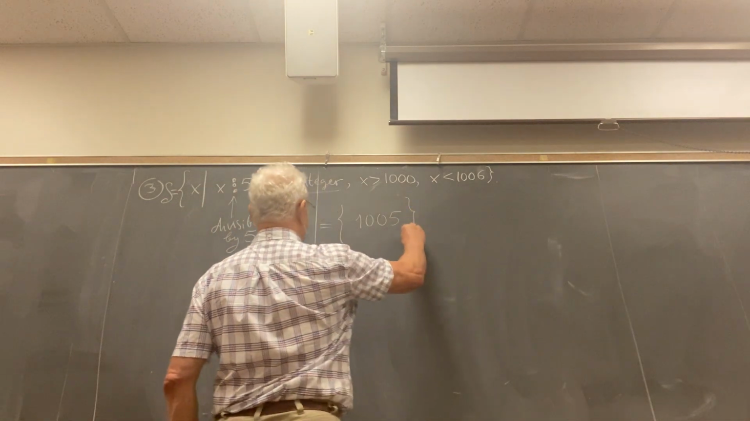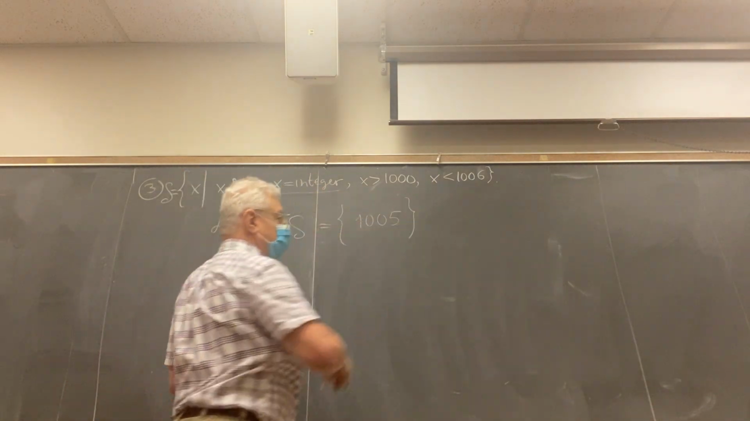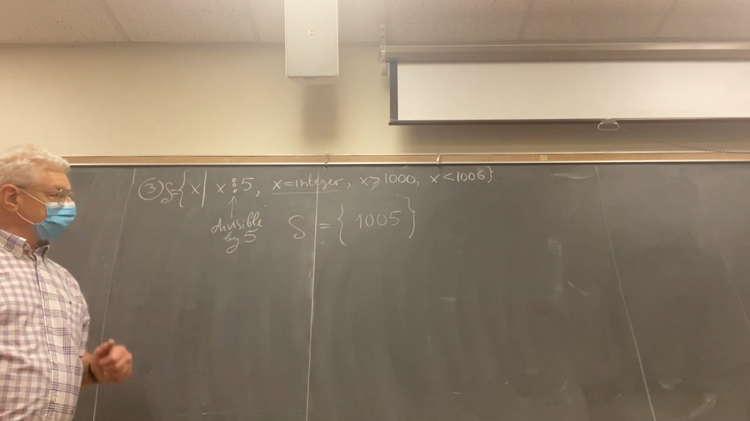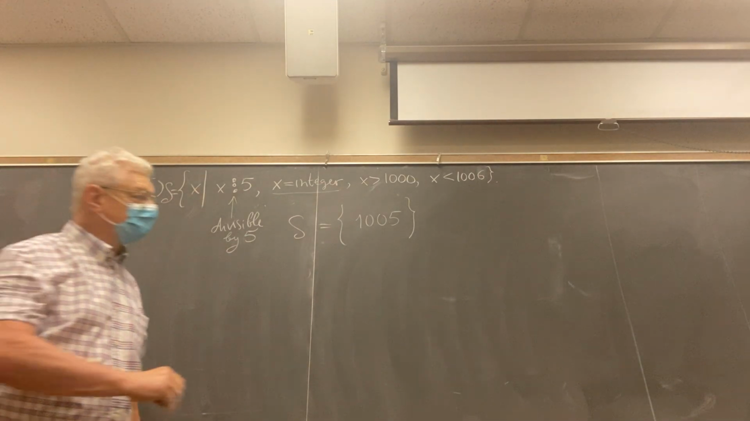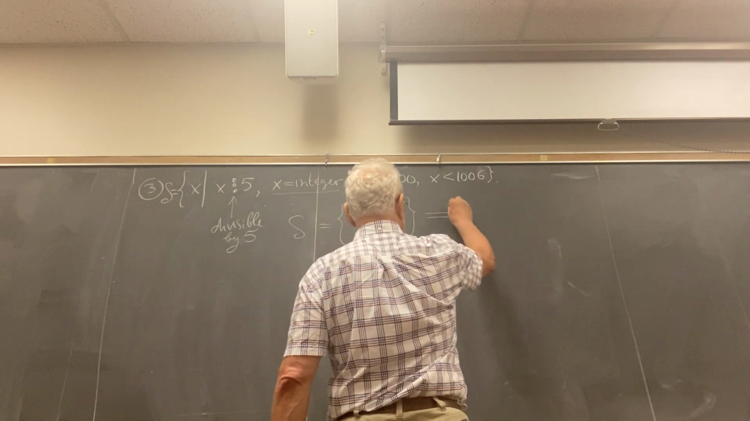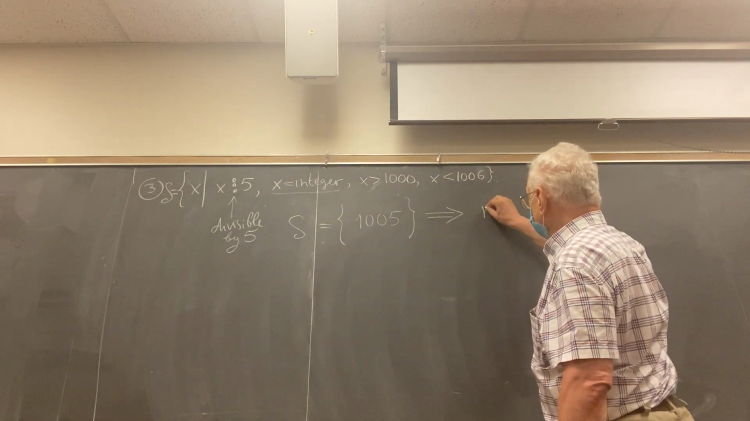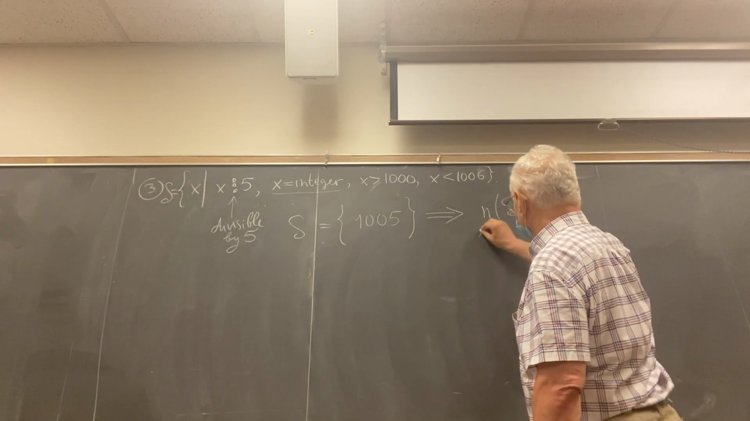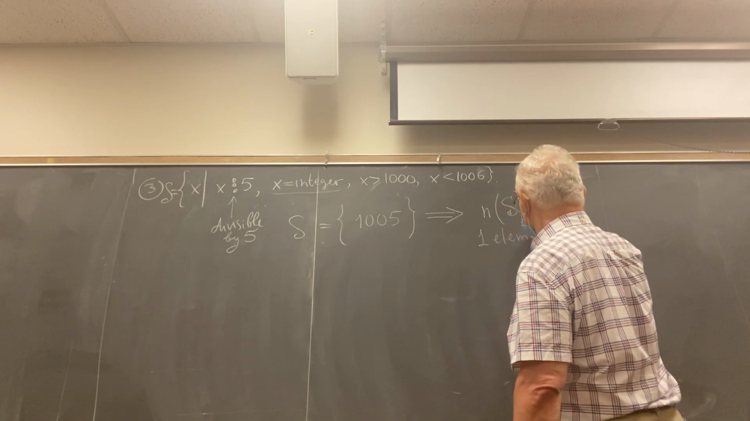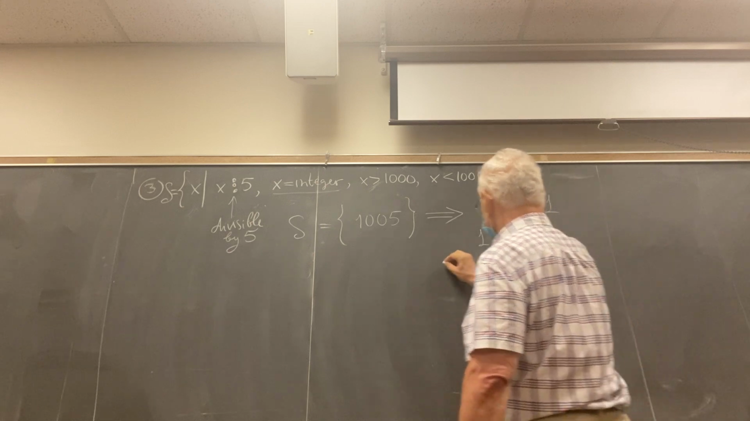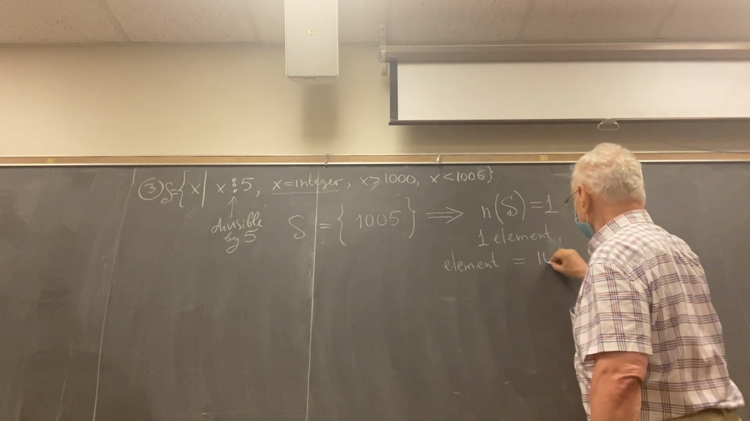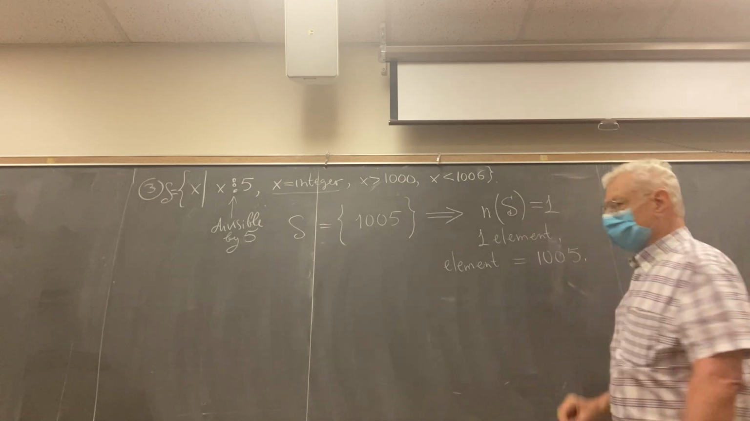So therefore, you see that long description, actually, if you look thoroughly, you will see that the set consists of only one element. So you can write, okay, this is logical conclusion, n of S equals 1. It means one element, and this element equals 1005. Clear?